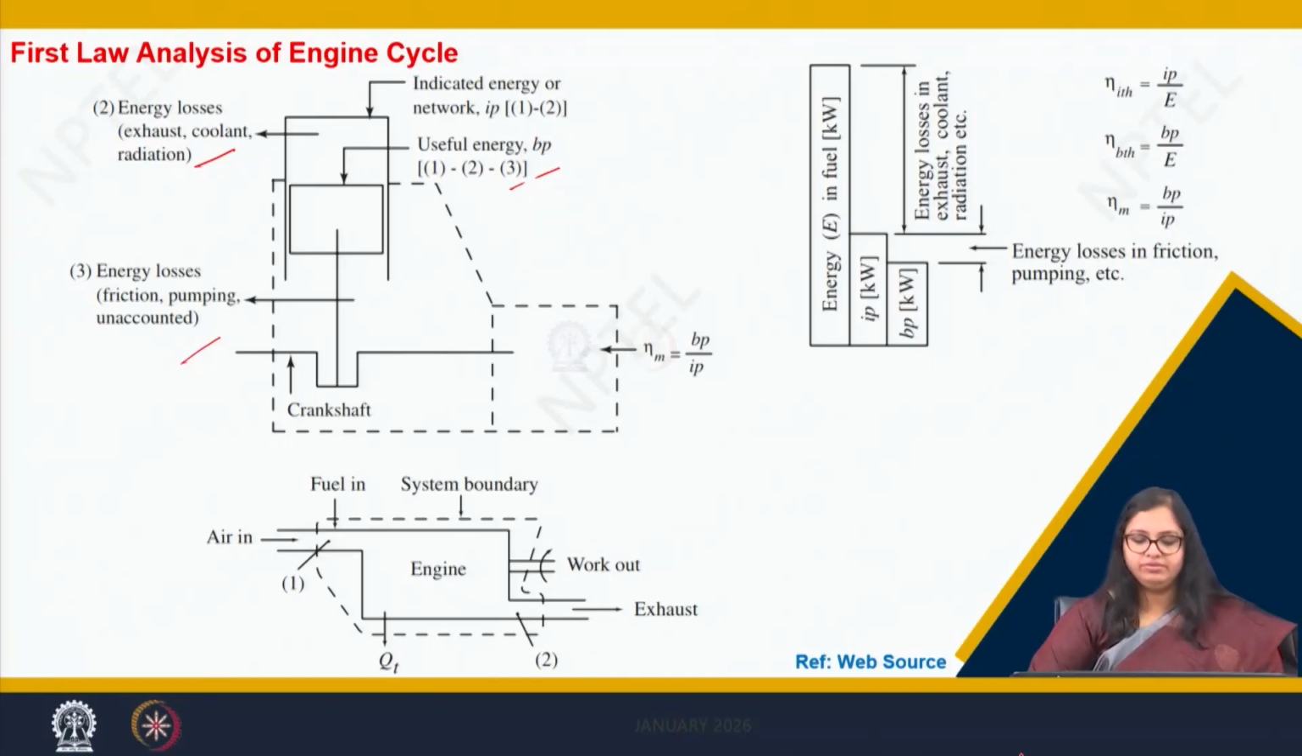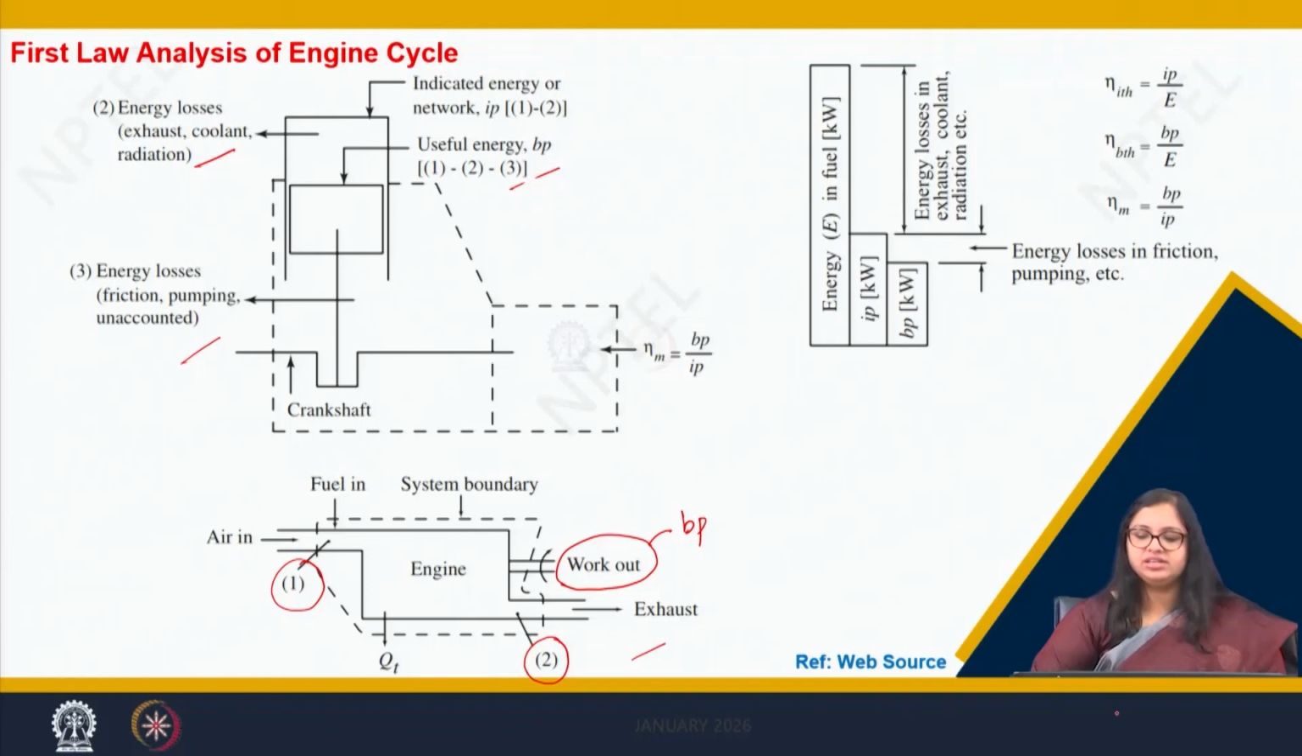Now when we try to understand this system, there is air and fuel going into the engine system. This is the engine system boundary, and then there is exhaust. There is the chemical energy that is given in here, and there are certain losses that happen at the system boundary or at the exhaust, and at the end we get the work output, which we call the brake power.